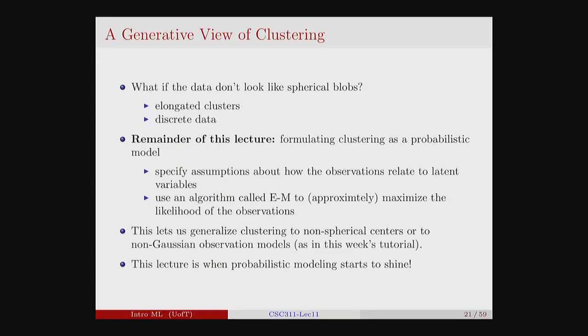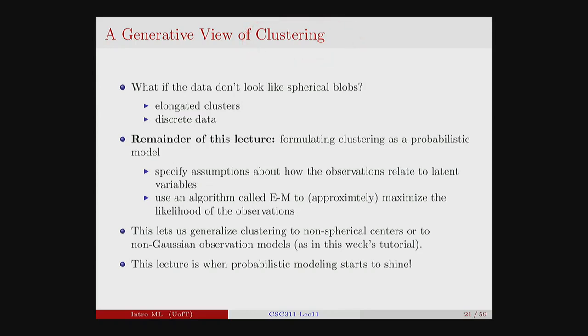Okay, so let's get started again. What we're going to do is think about the case of how we can do clustering with data that doesn't look like these nice blobs and circles that enable us to use k-means and soft k-means. So what happens when data does not look like a spherical blob? What if it's an elongated cluster? Or what if it's discrete data? How might we handle those two cases in the context of clustering?